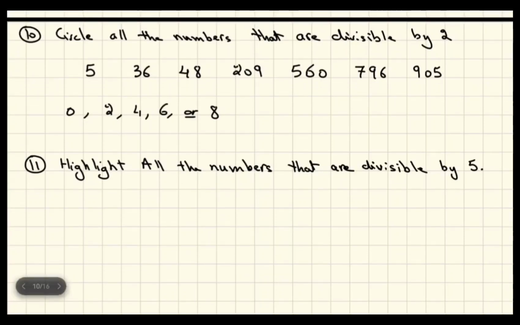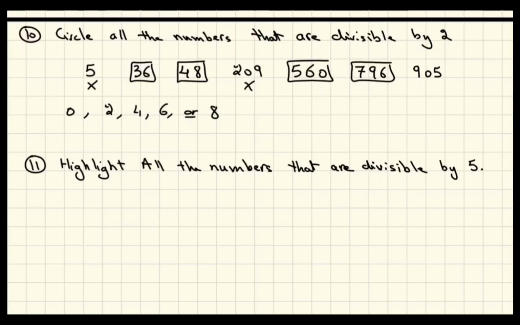The first one is 5 for sure, no. This one has a 6 at the end, so yes. It has an 8 at the end, yes. This is 9, no. 0 at the end, yes. 6 at the end, yes. 5 at the end, no.